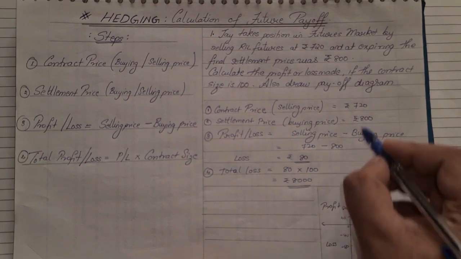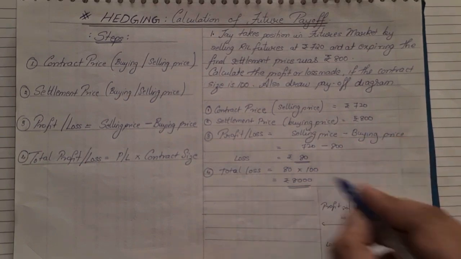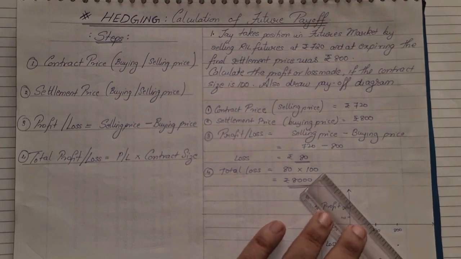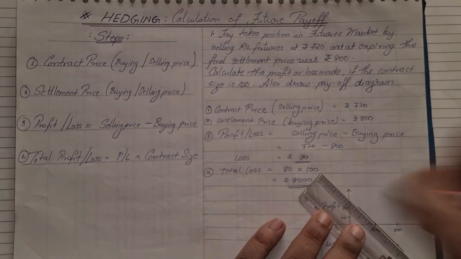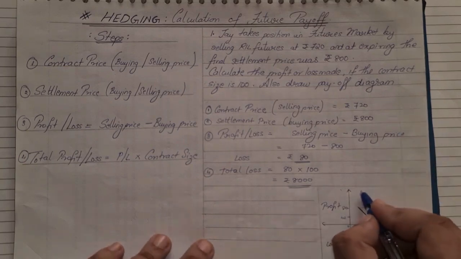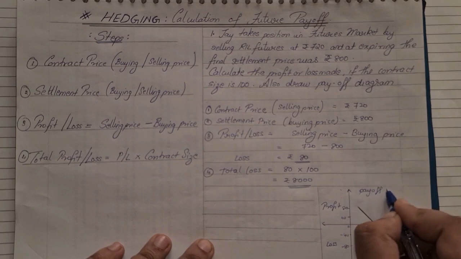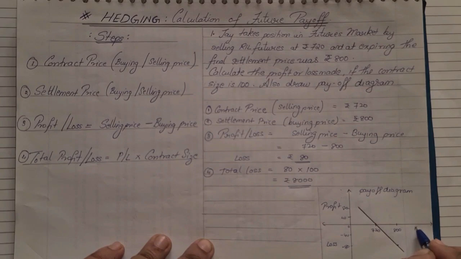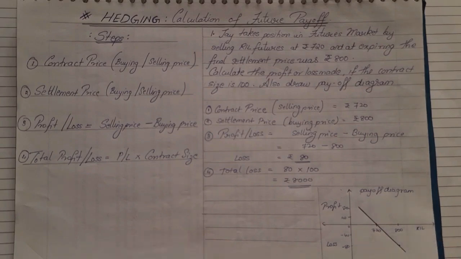800. Now, on the date of settlement, we had a loss of 80. So I'm marking it out. From the dot where I have marked the loss on the settlement date, we'll have to draw the line passing through the contract price. So here is our payoff diagram done. This is my payoff diagram, and this was based on Reliance future. So this is how we have to draw the payoff diagram.